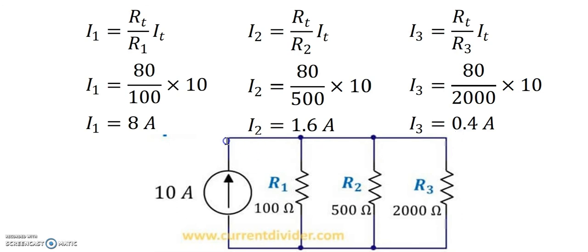Yes. As you can see, the most current flows through branch 1, which has the lowest resistance, thus demonstrating an inverse relationship. But only 0.4 amps flow through branch 3.